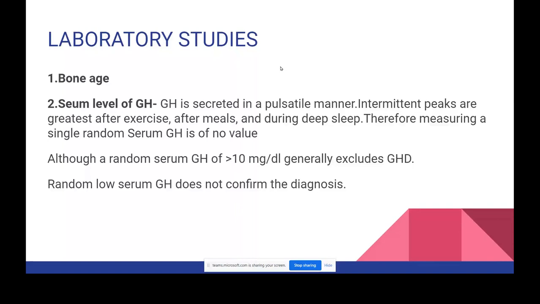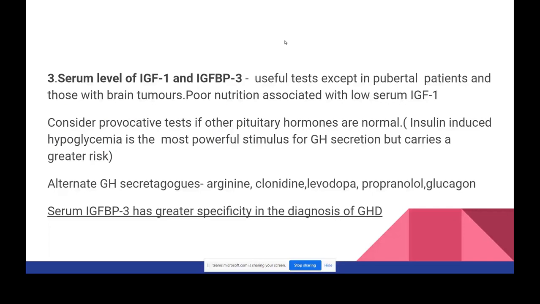But if it is low, it is immaterial, it does not mean anything for us, because it can be very low at any stage in a child and could be really normal because it is secreted in a pulsatile manner. Just in case we are very lucky, if it comes as more than 10 nanograms per deciliter, we don't have to consider growth hormone deficiency. Right? Now, next is the serum level of insulin-like growth factor 1 and insulin-like growth factor binding protein 3.